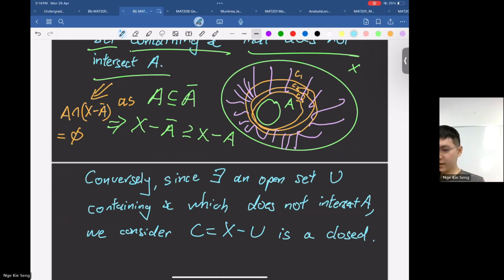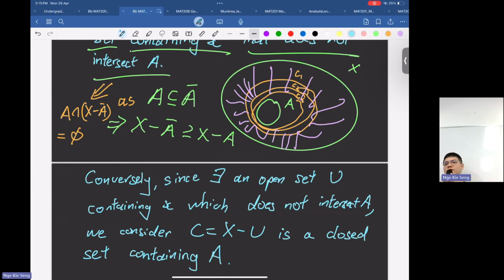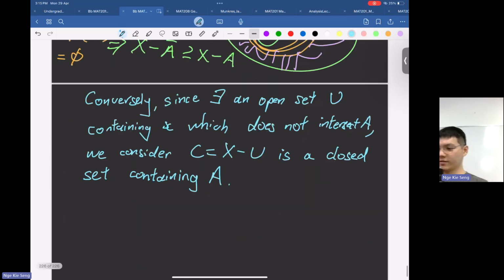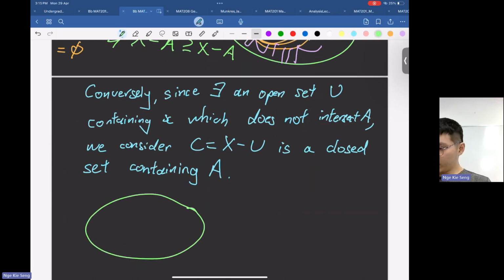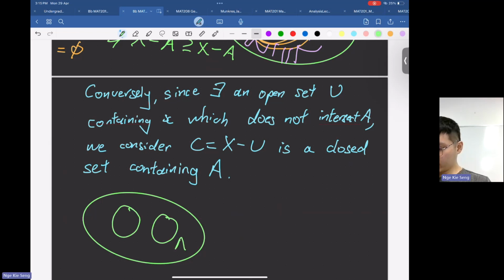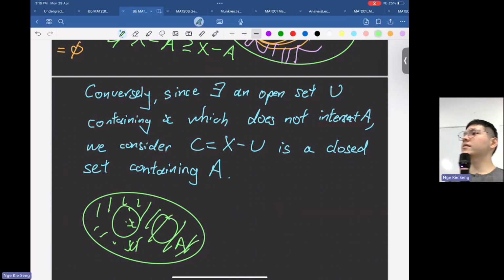And this closed set here, does it contain A or not? Why? There's no intersection between U and A. So let's say this is A, this is U, and X is in here. So you take the complement. It should contain A, and it is closed.